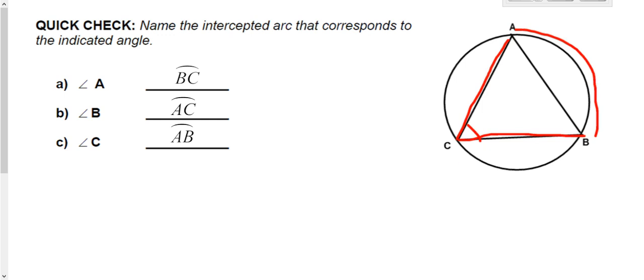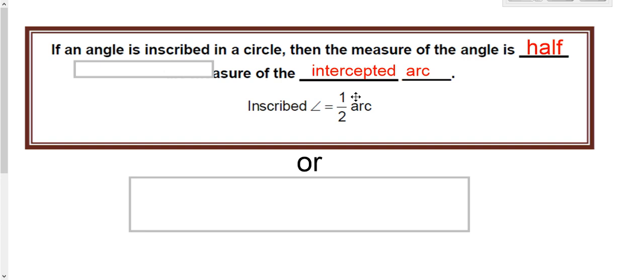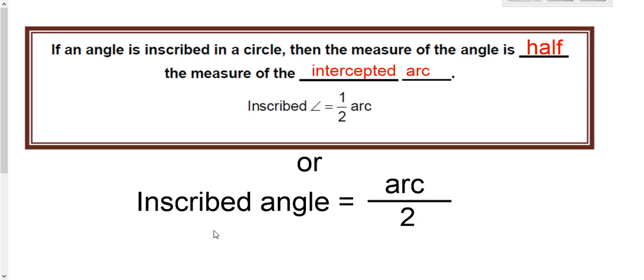Let's take a look at the relationship now between the measure of the arc and the measure of the angle. It says here, if an angle is inscribed in a circle, then the measure of the angle is half the measure of its intercepted arc. So the inscribed angle equals half the arc. Or, I like this a little better sometimes, the inscribed angle equals the arc divided by 2. That's half the arc. So we'll be setting up equations like that.